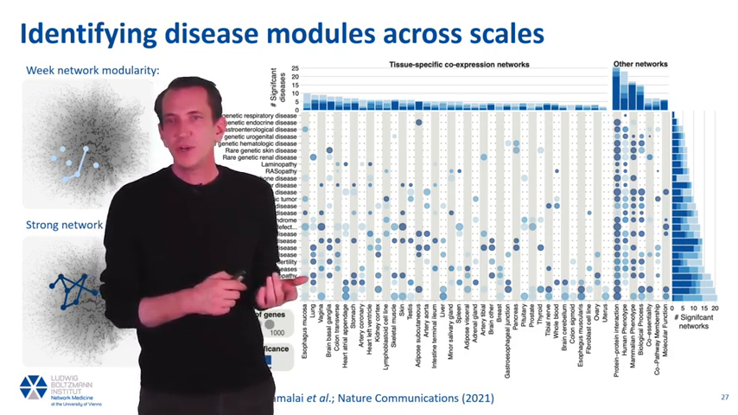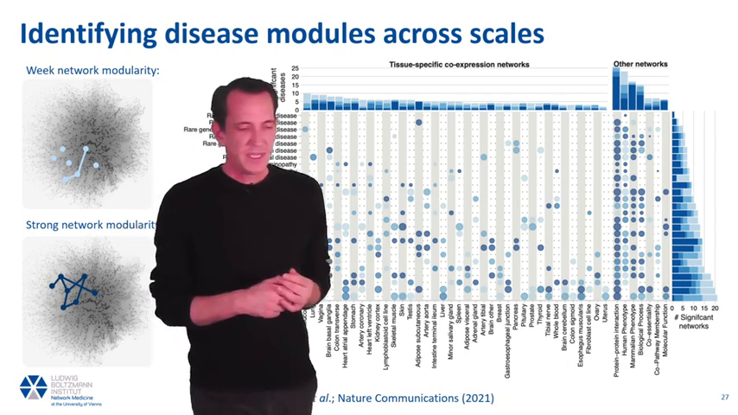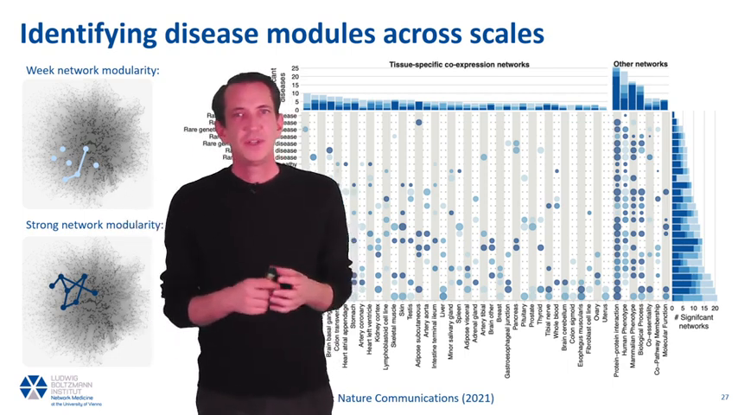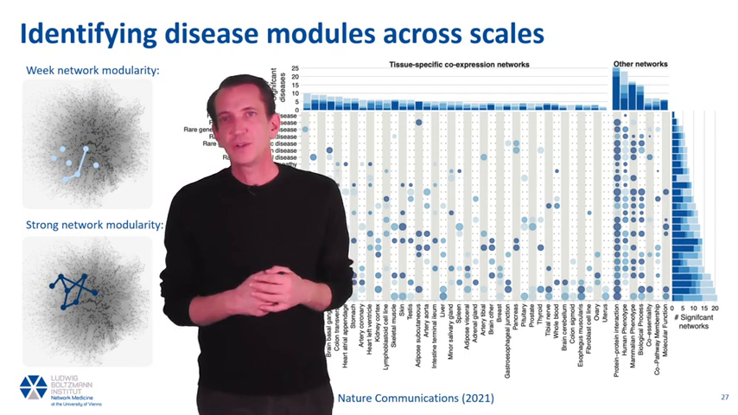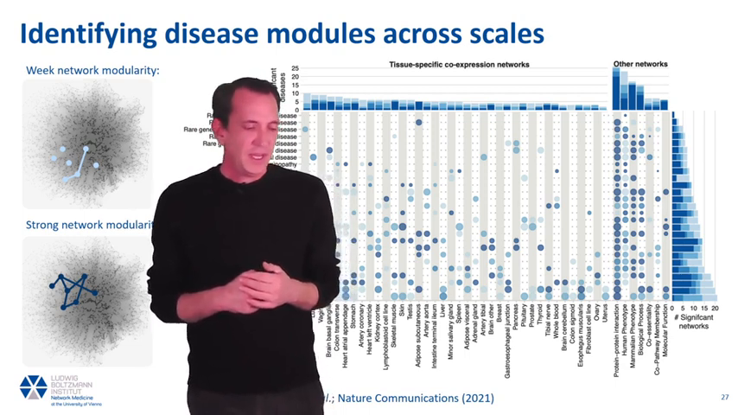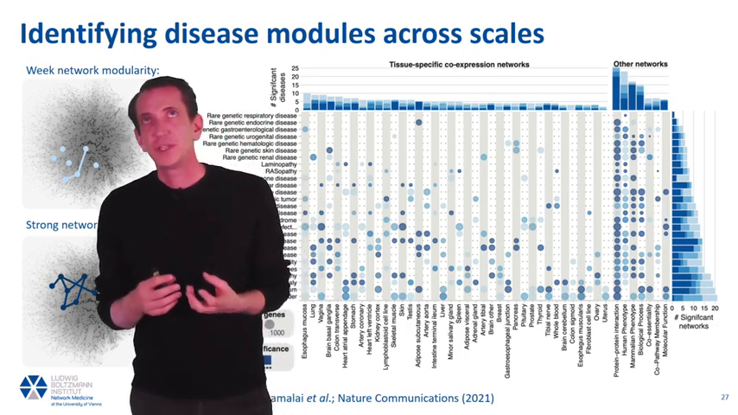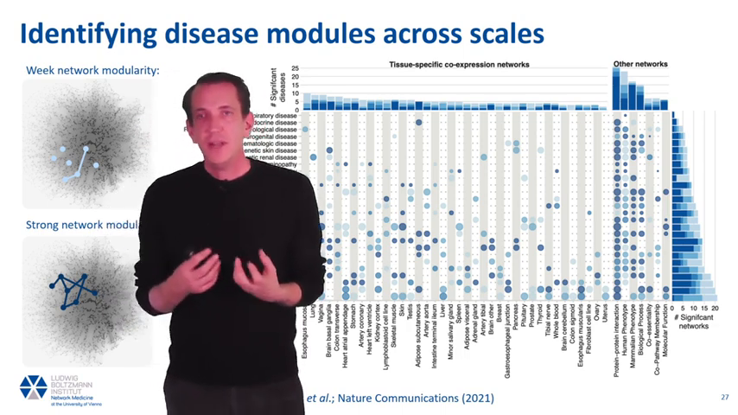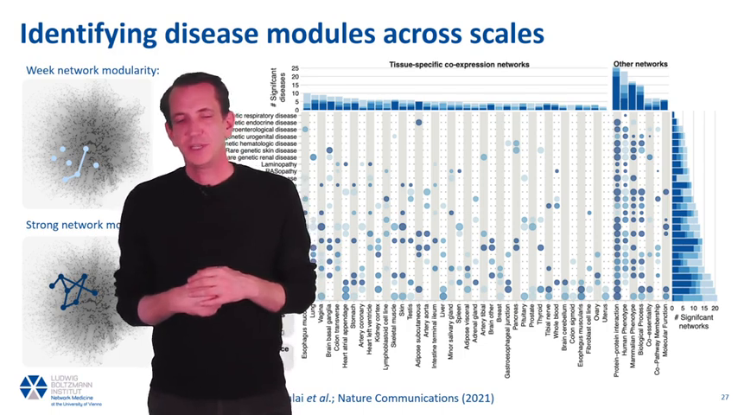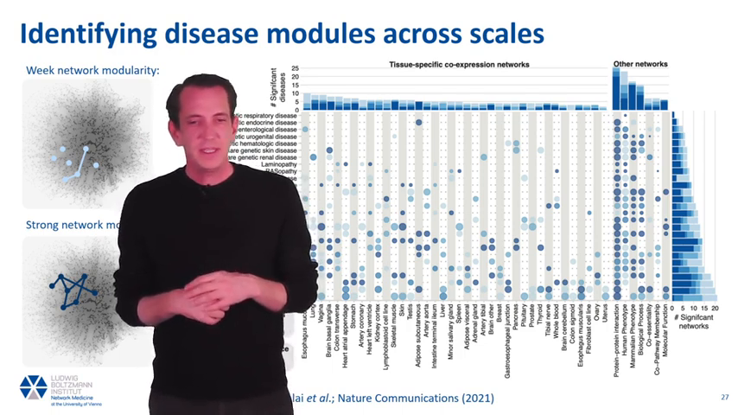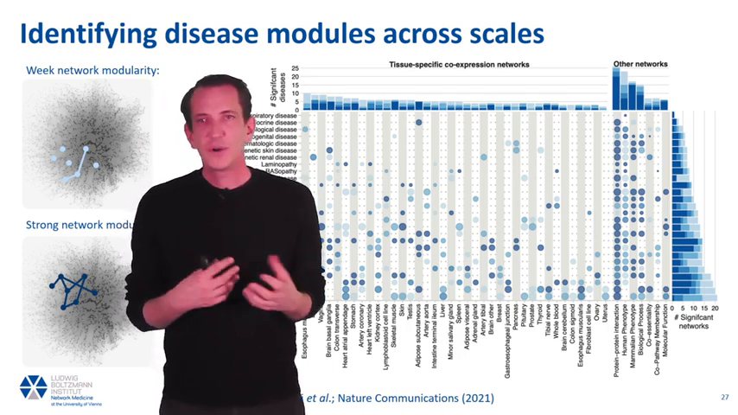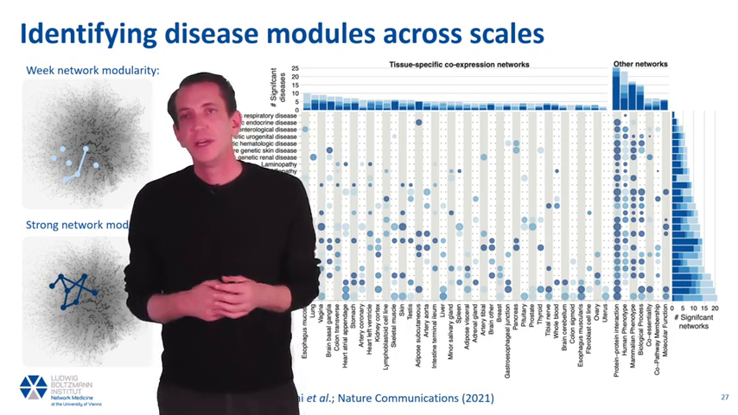And if there is no dot, or if it is light blue, it means that in this particular tissue, the genes actually do not form a strongly connected component. And we find that the extent to which the genes are connected, form a module in a particular biological network, is indicative of how strongly this particular tissue is actually affected.